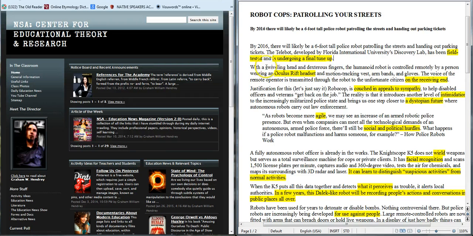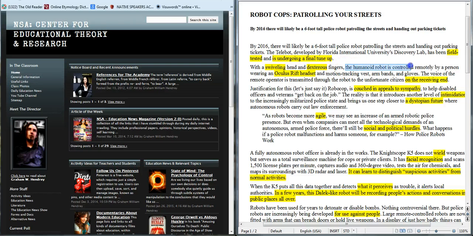You know, I think I probably should have highlighted swiveling and dexterous. Interesting, the Latin origin of dexterous as well.